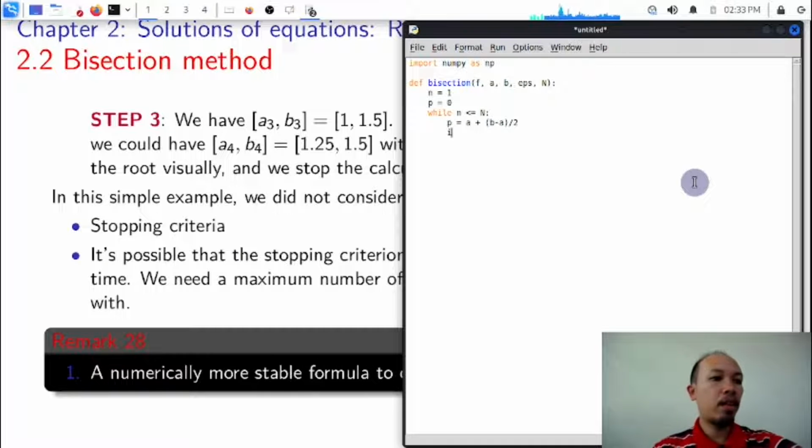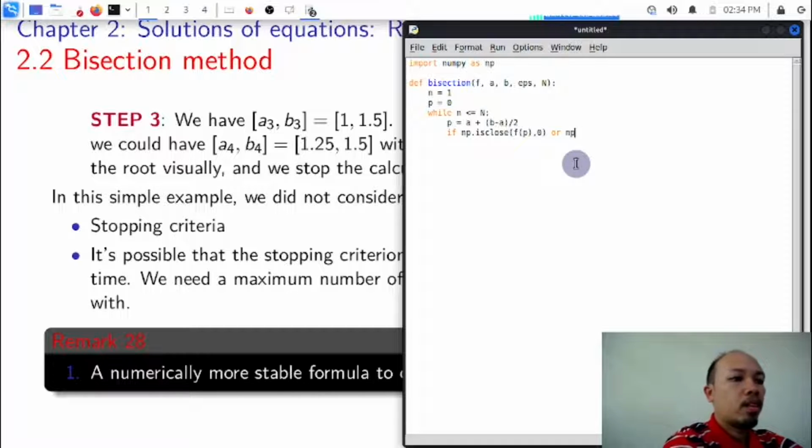And then let's define the stopping criterion. np.isclose, sir, you can search this function. We have f of p comma 0, or we have two or more. We can put the two or more stopping criteria. This is this one here, and the absolute value of a minus b less than our tolerance. Okay, and then if this is satisfied, we print this one here.